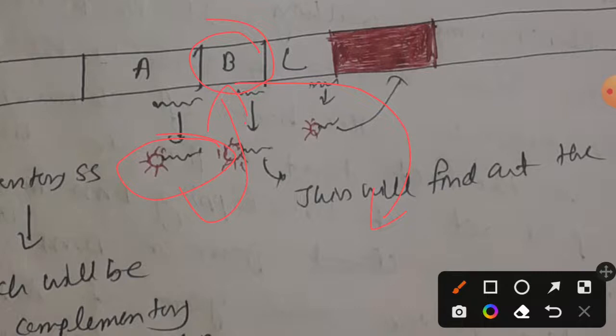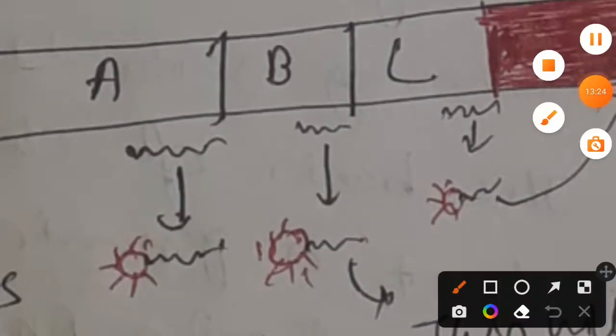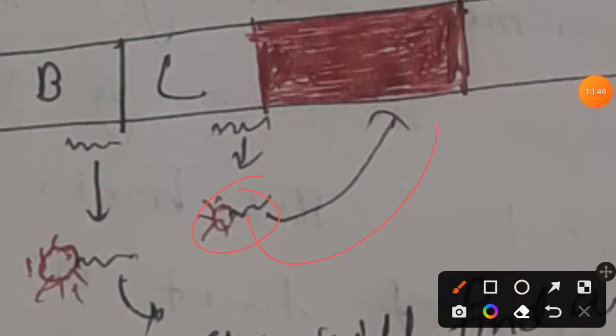But if we are not getting our gene of interest, then we have to again make a complementary single stranded DNA that is specifically complementary to the 3' end of the B, as well as complementary to the 5' end of the C, and it will help us to find out the gene C. And from that gene C, we will again make a complementary probe after isolation and purification, and then it will help us to find out our desired gene of interest.